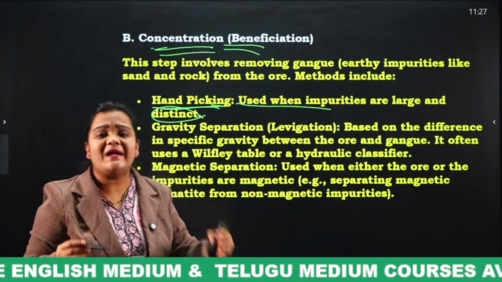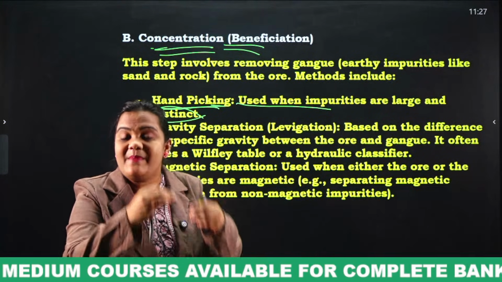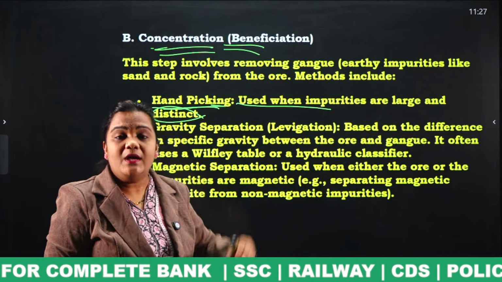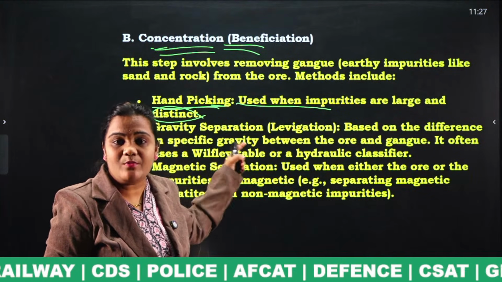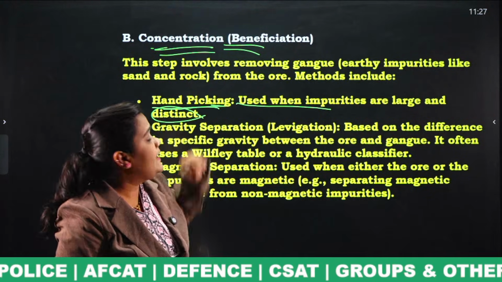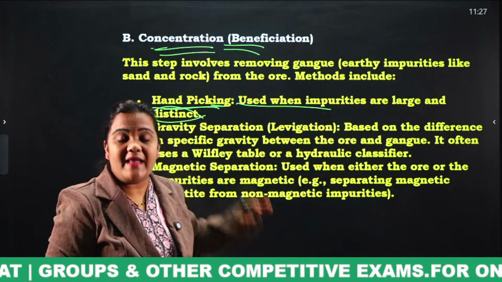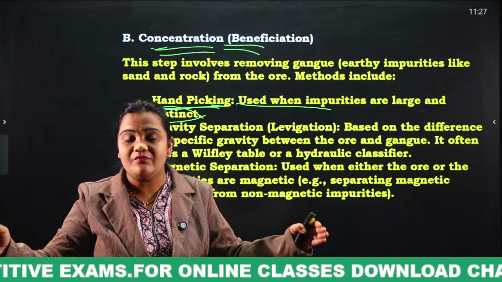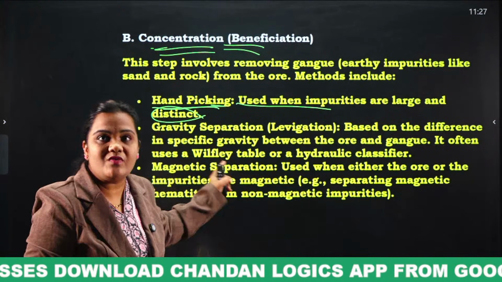So what is metallurgy actually? Metallurgy is nothing but extracting the metals from the minerals which we get from the earth's crust. Okay, so one process is what, students? Crushing and grinding, and the second process is concentrating or beneficiation. In this, again, many methods are there, and the first method is hand picking. If the impurities are very large, we can easily remove them by hand. So that is one of the methods.